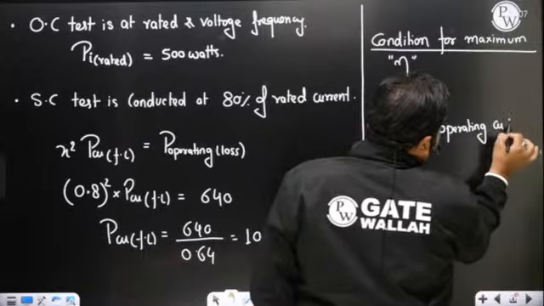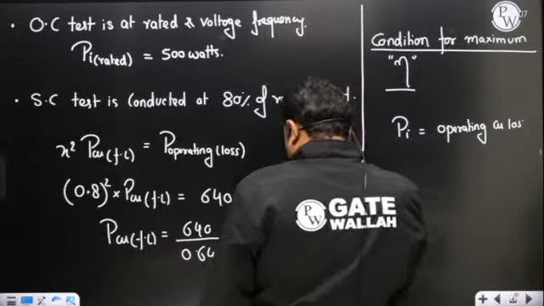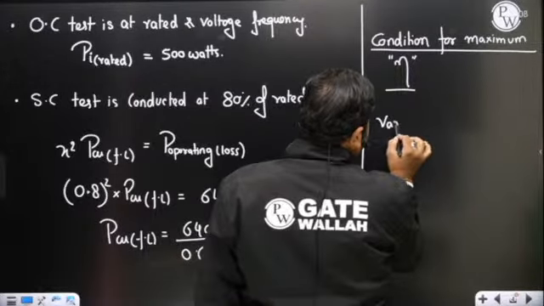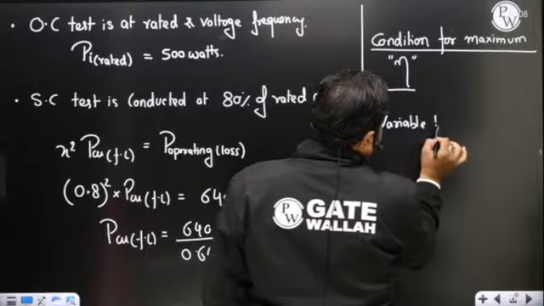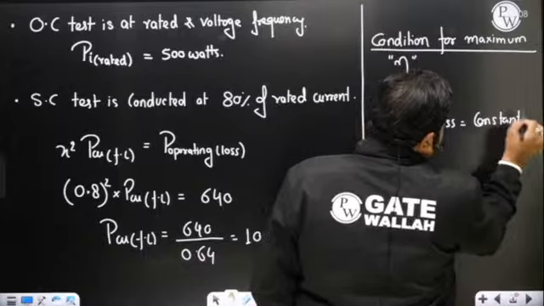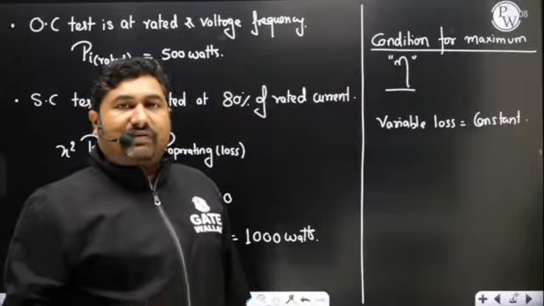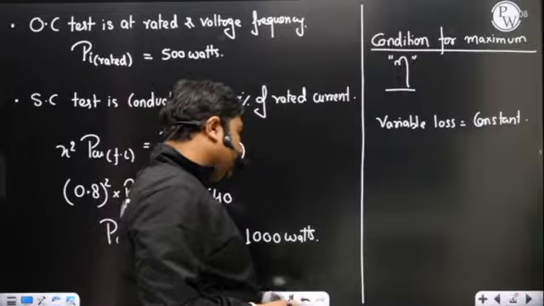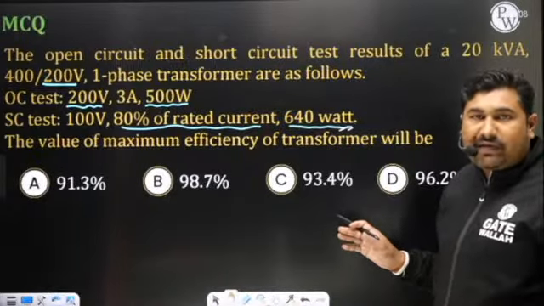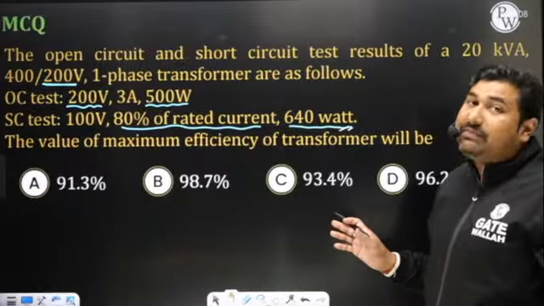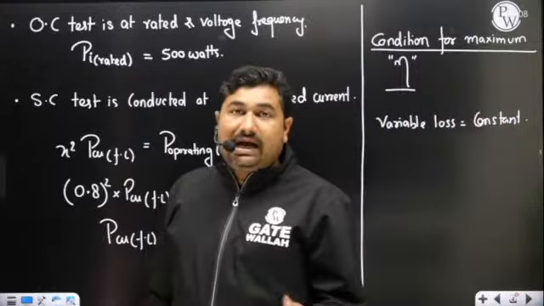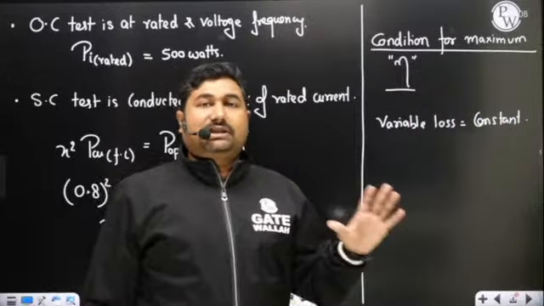Operating copper loss. Or you can say, copper loss, variable loss must be equal to constant loss. Power factor is not going to affect us here, because we need to find the maximum efficiency only. In terms of power factor, efficiency will be maximum only at unity power factor. So efficiency will be maximum at unity power factor, and also when variable loss is equal to constant loss.